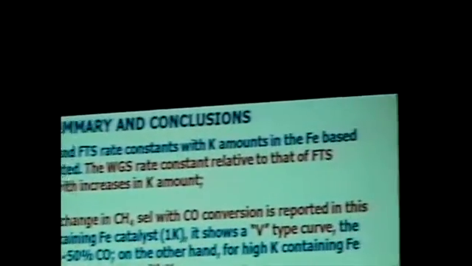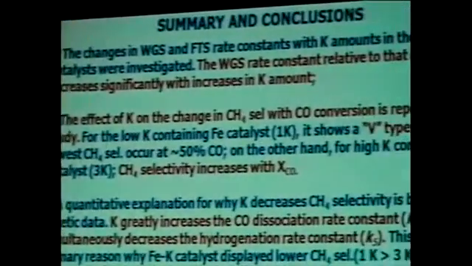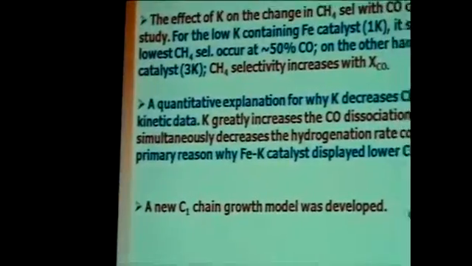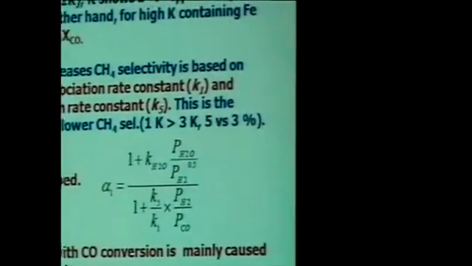So this is our conclusion. Potassium increased the water gas shift reaction rate constant relative to the Fischer-Tropsch reaction rate constant. And the effect of potassium on the change of methane selectivity with CO conversion is reported. For the low potassium catalyst, it shows a V-type curve, and for the high potassium loading catalyst, it shows methane selectivity increasing with CO conversion.